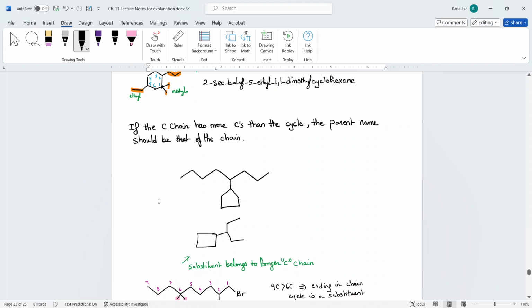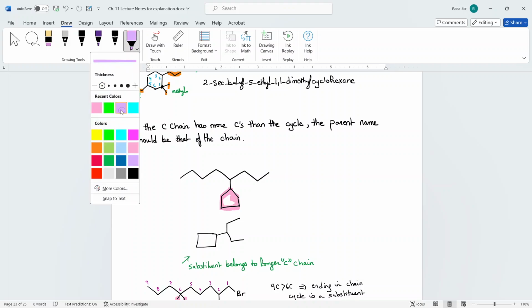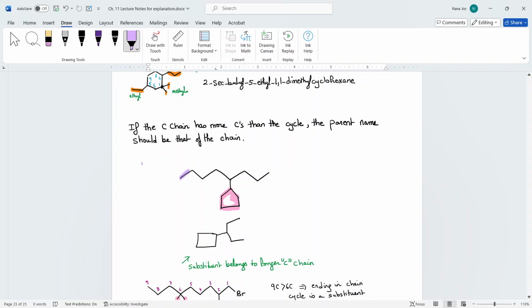Now, let's say, for example, you have a carbon chain that has more carbons than the cycle. How are you going to name it? In this case, notice here that my cycle is 5 carbons, right? This is 5 carbons in there. And then my chain here, let's count the carbons. It's 1, 2, 3, 4, 5, 6, 7, and 8. So my chain is 8 carbons and my cycle is 5 carbons. Which one is going to go at the end? Which one is going to be the parent name?